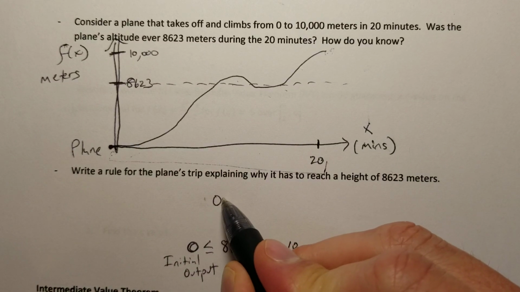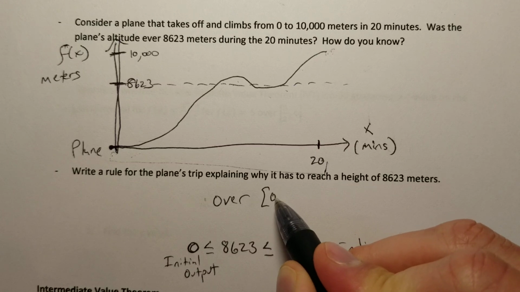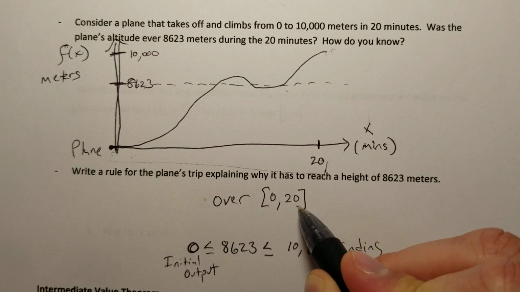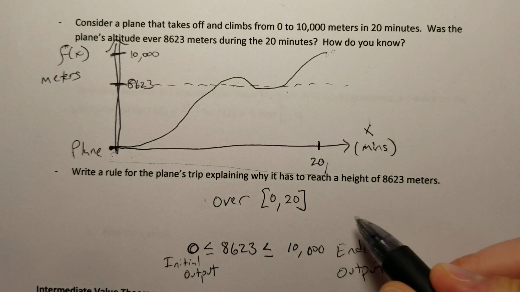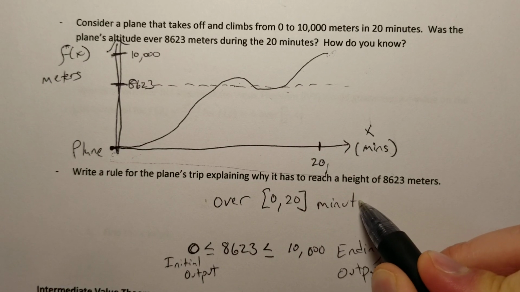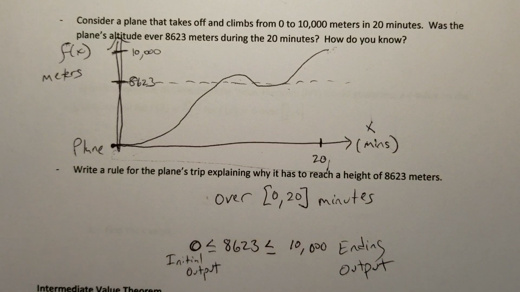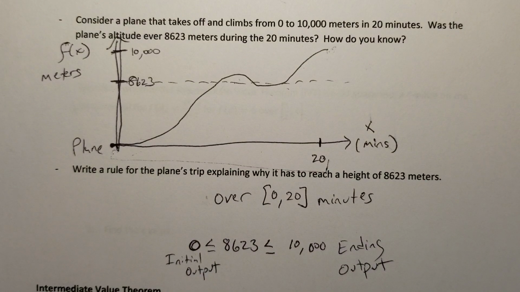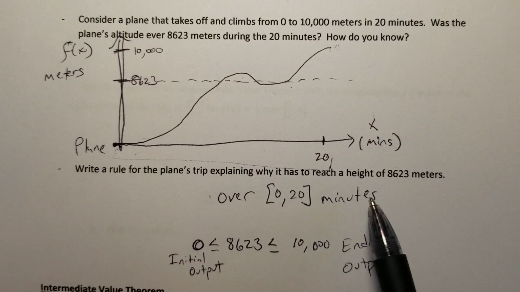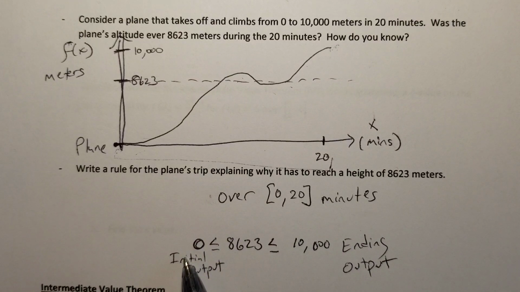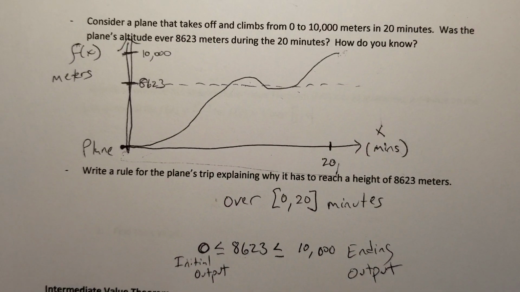So I'll write this one in interval notation just to show you that we can do that too. Over 0 to 20 minutes, we're given an input, so I'll put a label for my input there as well. So over 0 to 20 minutes, 8,623 falls between the initial output and the ending output, and we should be good, right? Well, this is where we need to think a little bit deeper.